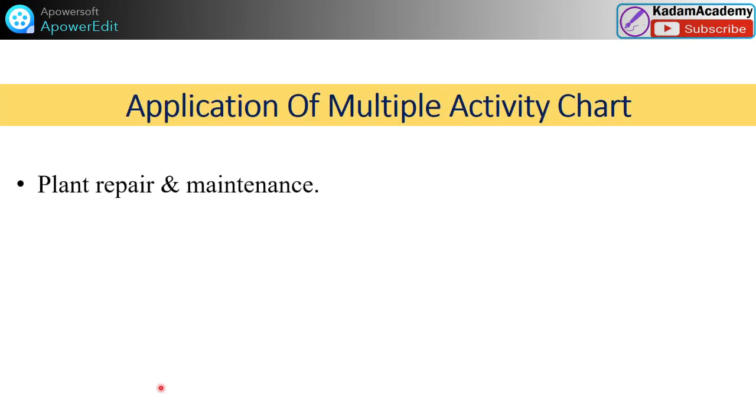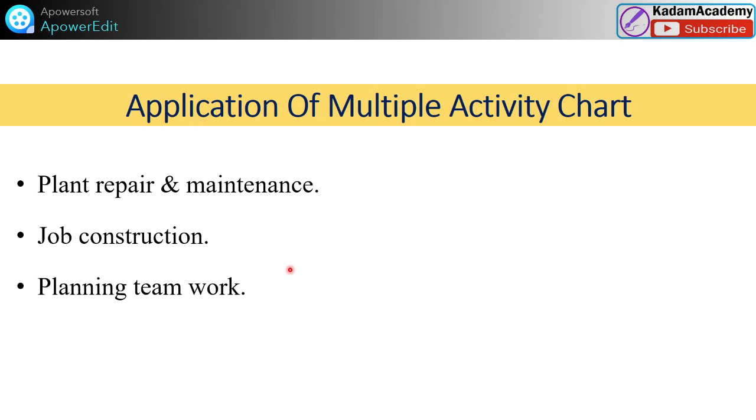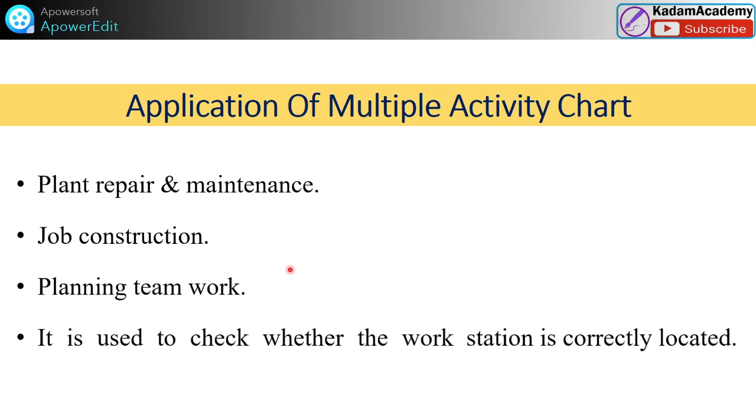So lastly, applications of the multiple activity chart: plant repair maintenance, job construction. Okay, construction sites, industry also use it for planning the teamwork. Already we have studied it is used to check whether a workstation is correctly located or not. So friends, with this all the charts are over in part 1 and part 2. In the next we will study micro motion study and diagrams for recording techniques.